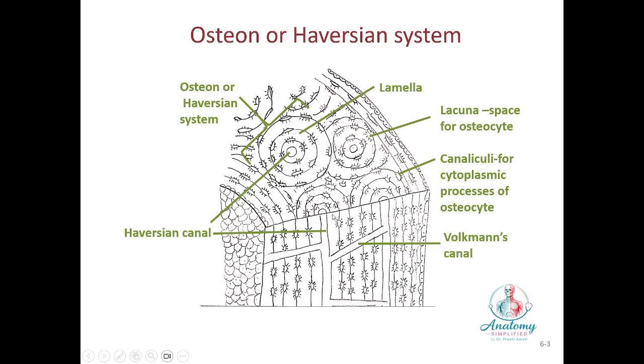So here the lamellae will not be seen circularly, they will be seen arranged in parallel. And how are the osteocytes? Osteocytes are not circularly arranged here. Osteocytes are also longitudinally arranged in the lacunae. So lacunae are longitudinally placed over here. This is the longitudinal section.